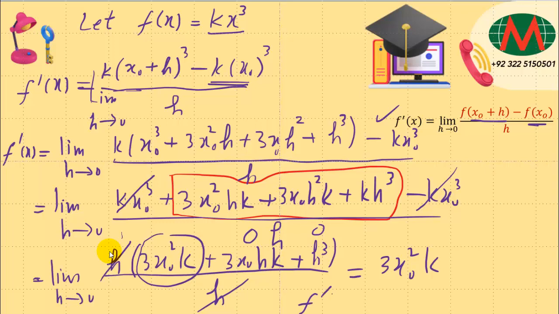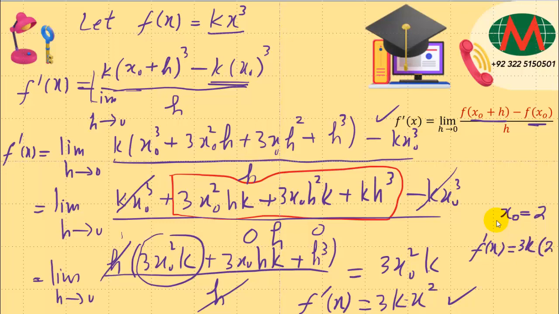So it means the derivative is 3, let me write k first. Suppose x0 is given, the point is given in the question. Suppose the point is 2, so in that case I will put 2 in the x. 3k, x0 is 2, so 2 square, 2 twos are 4, 4 threes are 12, it will be 12k. So then the derivative will be 12k if the point x0 is given.